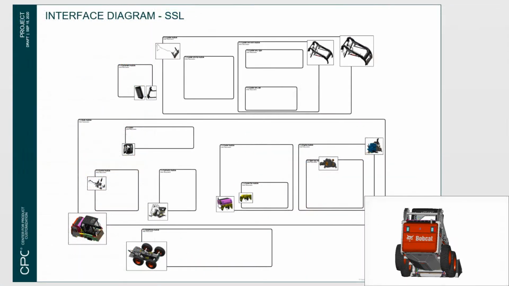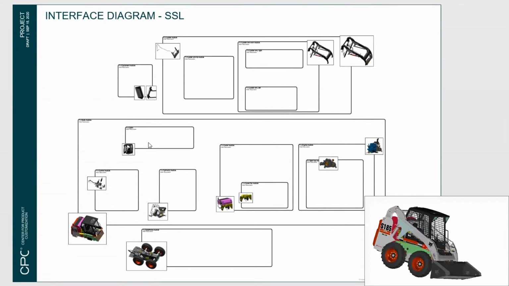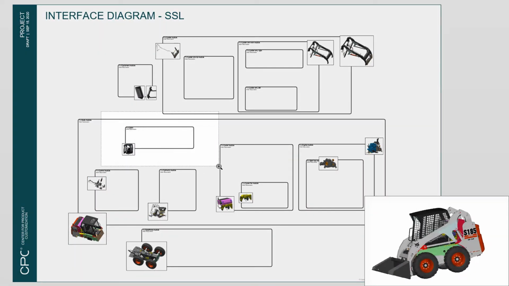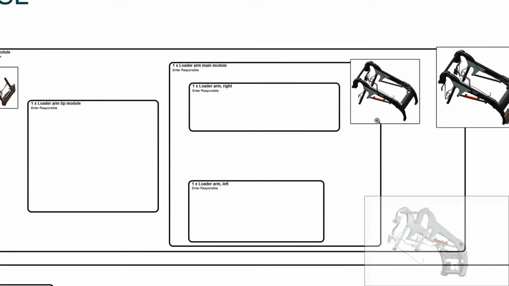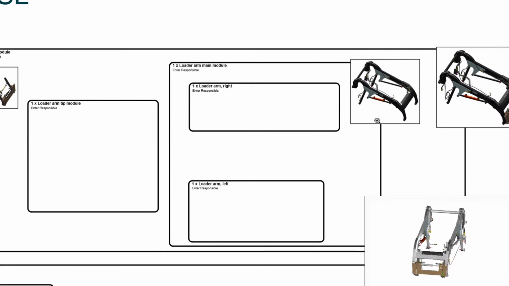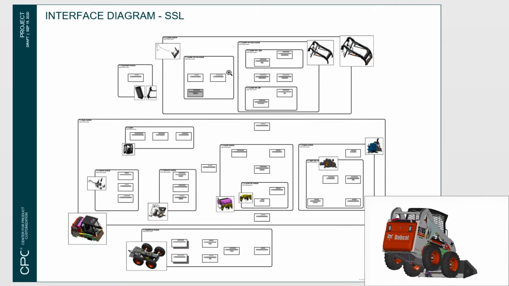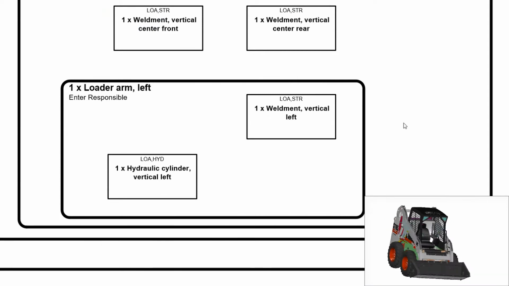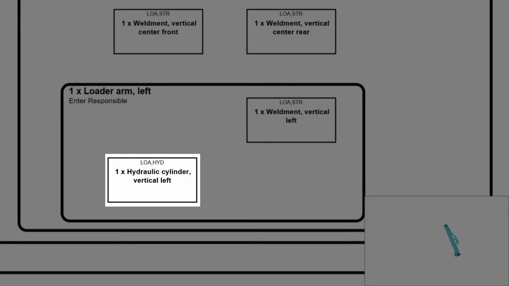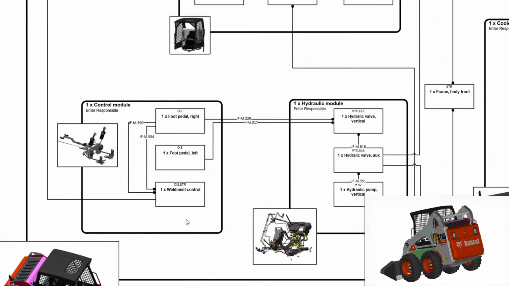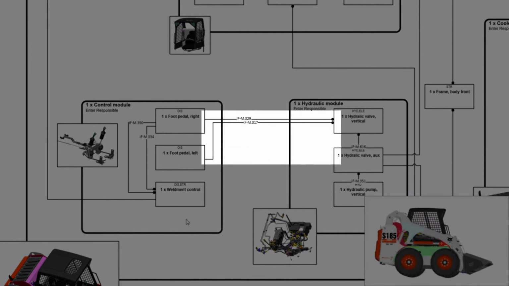We would break down this product into its modules, such as the cabin module, the loader module together with its respective submodules. After the modules, we would break down the modules into its smaller building blocks called design units. A design unit could be this weldment vertical lift, and it could be the hydraulic cylinder vertical lift. The last step is to draw the most critical interfaces between the building blocks.